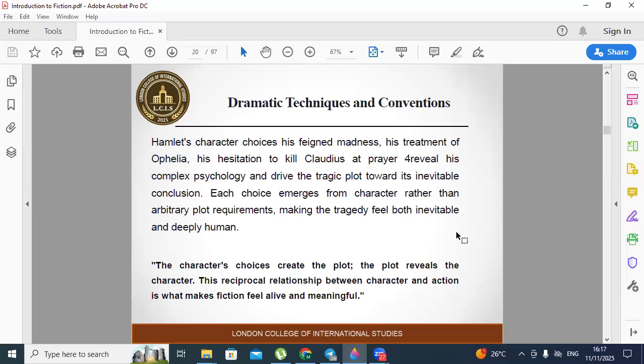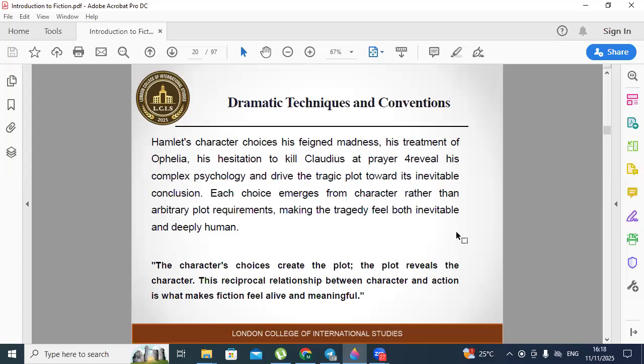Hamlet's character choices drive the plot toward its tragic conclusion. His feigned madness creates confusion and danger. Is he truly mad or performing madness? This choice isolates him and ultimately contributes to multiple deaths.